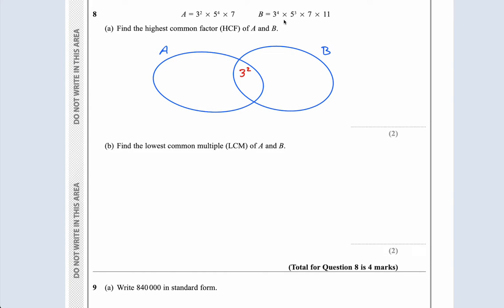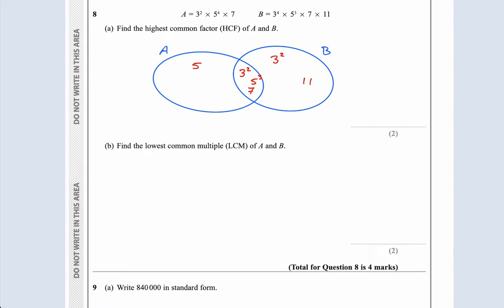5 to the 4 and 5 cubed. That means I can put 5 cubed in the middle, because there's a 5 cubed here and a 5 cubed here. There's an extra 5. Yes, I'll put it here. And there's a 7 that I can put in the middle. Okay, so these are in the middle. That means for A, I have my 3 squared, I have my 7, but I need another 5. Hence, I write another 5 here. For B, I need another 3 squared. That gives me my 3 to the 4. I have my 5 cubed there, that's fine. I have my 7 there, that's fine, but I need an 11.